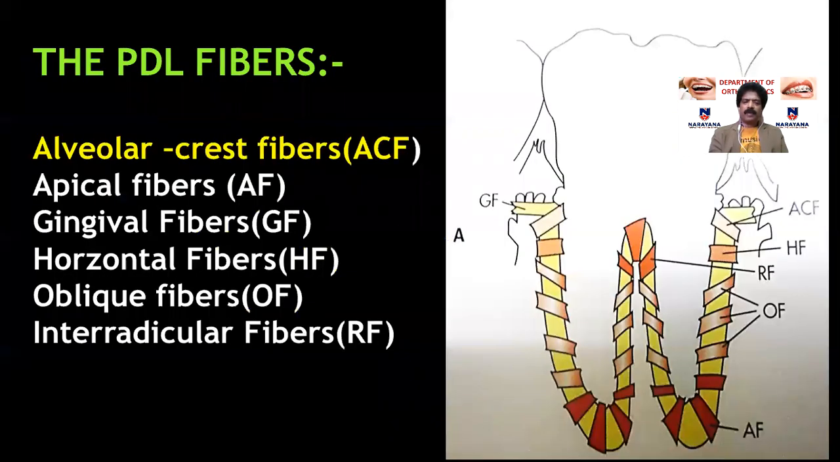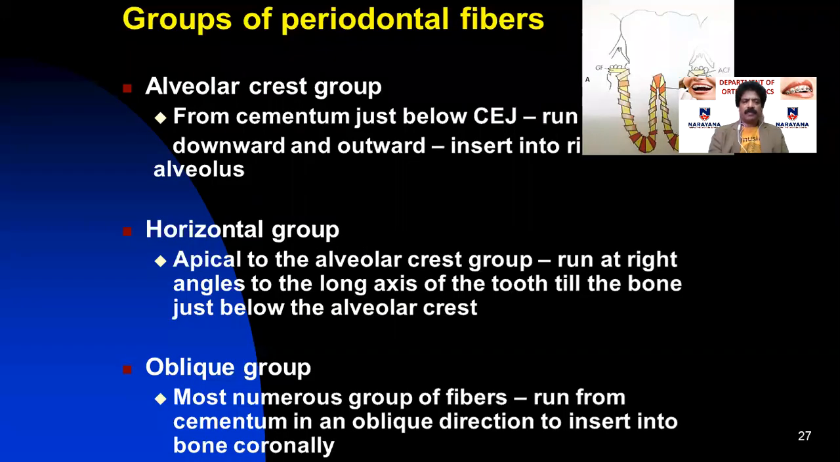So the PDL fibers, like in the gingiva, you'll have the PDL fibers here also. You have the different fibers, you can see there: the alveolar crest fibers, which are very important for us, the apical fibers, the gingival fibers, horizontal fibers, and the interradicular fibers.